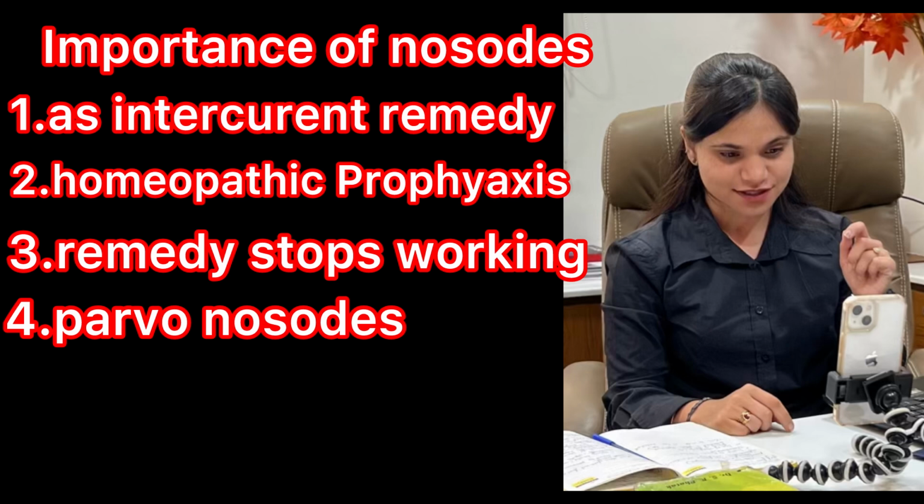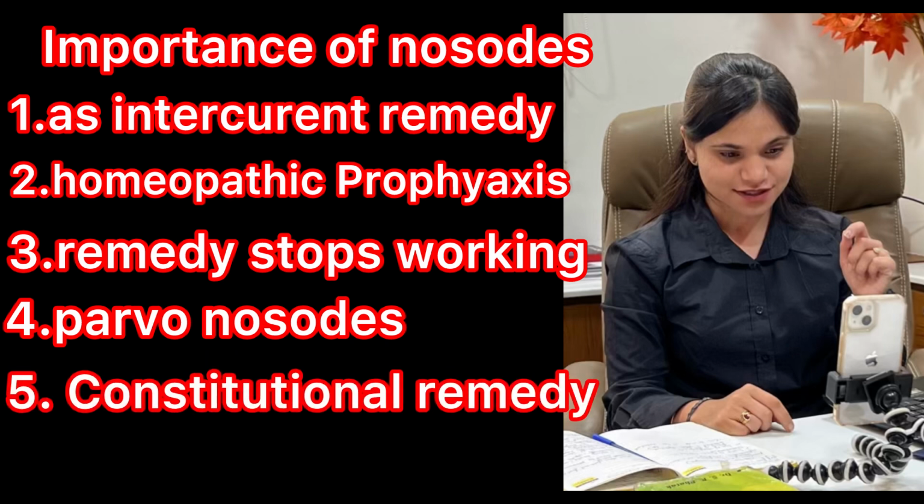Fourth one is when the remedy is prepared from a disease part and is used during the treatment of that disease, that is, use of the parvo nosode during the treatment of parvo. Fifth is they can be used as a constitutional remedy during the treatment of chronic diseases.